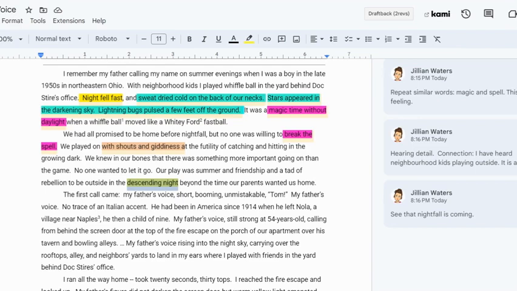My father's voice rising into the night sky, carrying over the rooftop alleys and neighbors' yards to land in my ears where I played with the friends in the yard behind Dr. Steer's office.